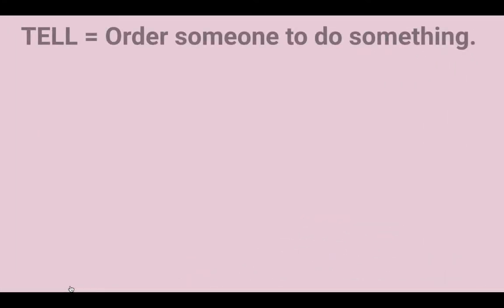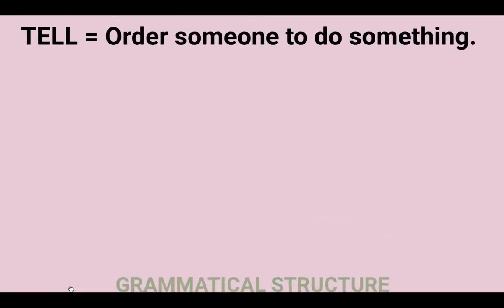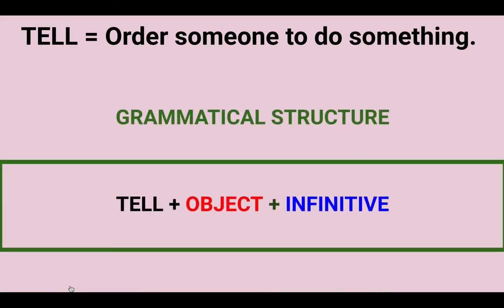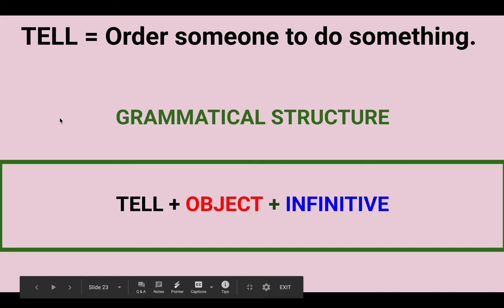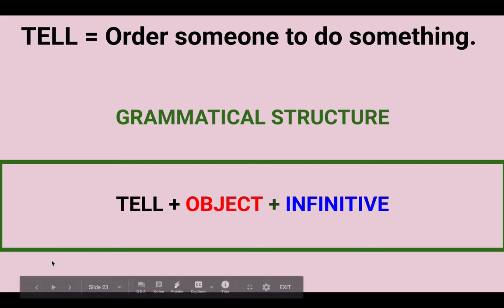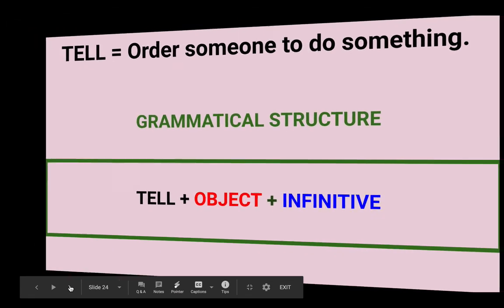All right, one more of these verbs to go. Tell. To tell is to order someone to do something that you either don't want to do or can't do or wish someone else to do. The point is you cause someone else to do it. The grammatical structure is tell plus the object plus the infinitive.